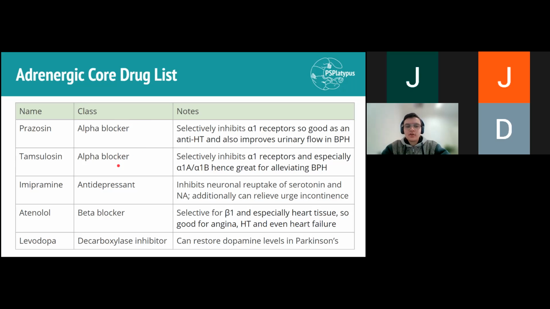Now, just a brief note, some of them will be more specific than others. Tamsulosin is more specific to alpha 1A and alpha 1B receptors, which is more specific to your bladder. That's going to be a little bit better for BPH, and it's not going to have too many other side effects. So if you remember these basic principles about how selective something is, then you'll be able to understand what the effects are going to be later on.